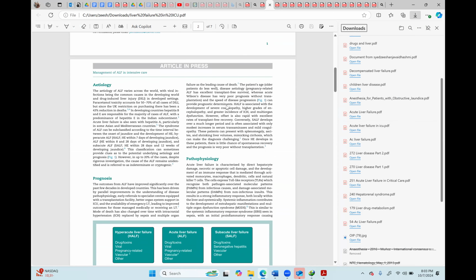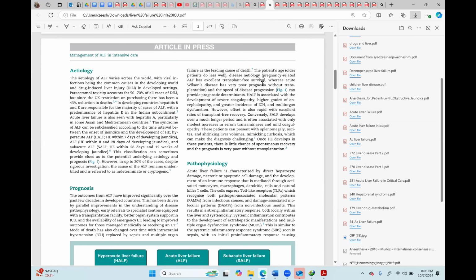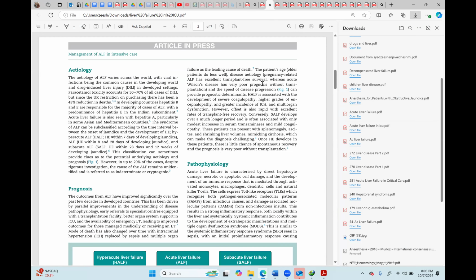Okay. So some words about acute liver failure. There was another article. Acute liver failure, as we discussed yesterday as well. Paracetamol, hepatitis E, hepatitis A. Acute liver failure may be further classified according to the time interval between the onset of jaundice and development of hepatic encephalopathy.